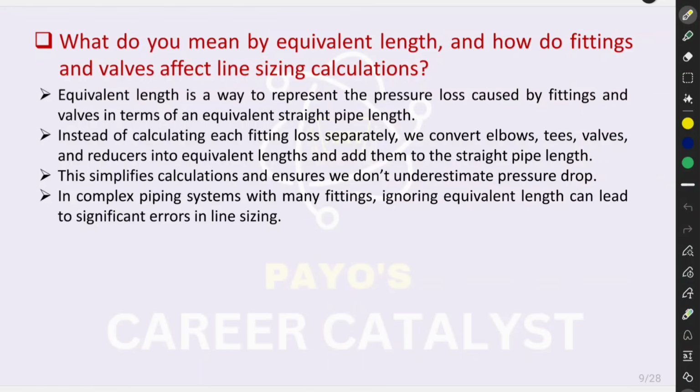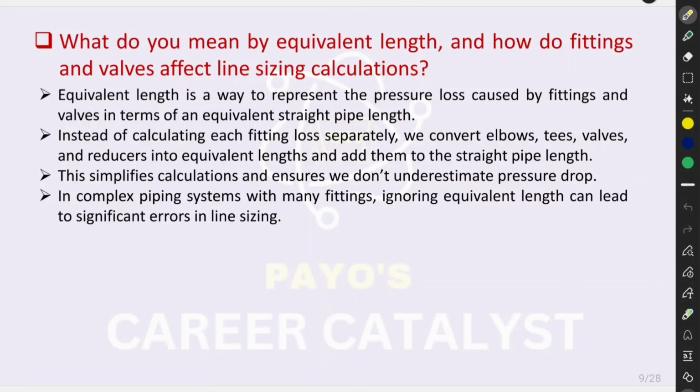What do you mean by equivalent length? And how do fittings and valves affect line sizing calculations? Equivalent length is a way to represent the pressure loss caused by fittings and valves in terms of equivalent straight pipe length.